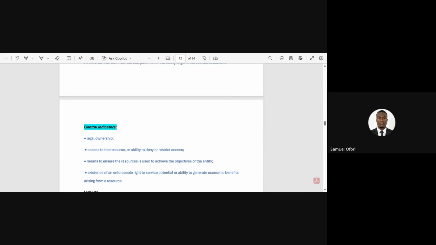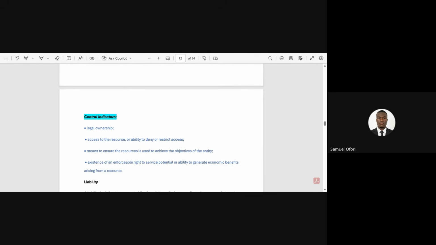Say you own a car or a vehicle in an organization, and you don't have the means to ensure these resources are being used to achieve the objective of the entity. That means you don't own it. Okay. So those are the control indicators. You must have the legal ownership, you must have access to that resource, and you must have the means to ensure that the resource is being used to achieve the objective of the entity. And also, you have to have the existence of an enforceable right to service potential or ability to generate economic benefit arising from the resource. So these are the control indicators. If you have control over an asset, these are the indicators. Okay, so that's for assets.